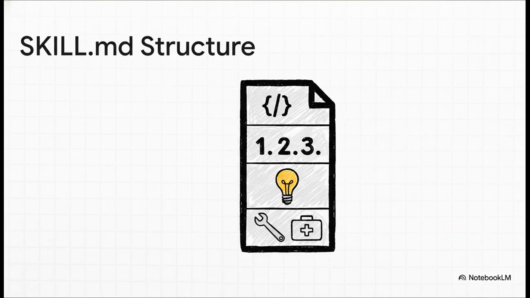Now, inside the SKILL.md file itself, you want to keep things nice and organized. Start with your YAML, of course, then have a main instruction section. Break things down into steps, and always try to include examples and a troubleshooting section. This makes your skill way easier to understand, both for Claude and for any other humans who might look at it later.